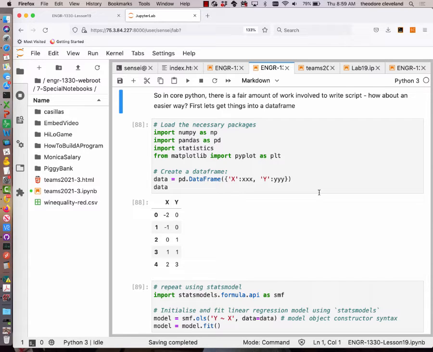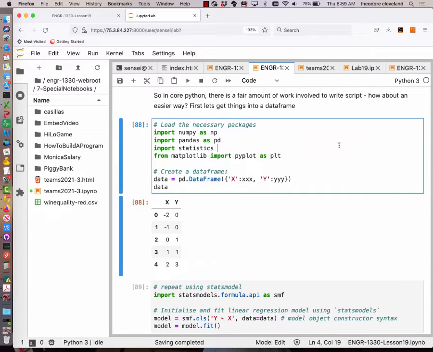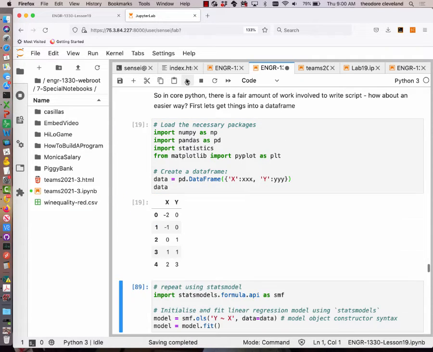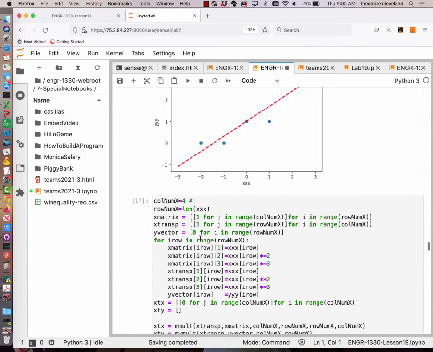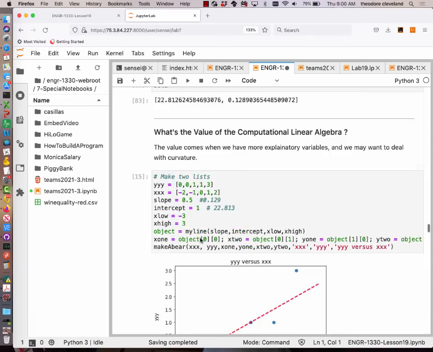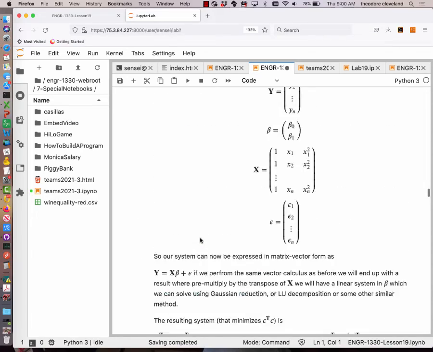statsmodels. So first we need NumPy, we'll need pandas, we might need statistics, so we'll just import it. And then for matplotlib, we're going to use pyplot, and we'll import it as plt. And we're going to take our data, xxx and yyy, and create a data frame. And we look at the data frame, and indeed the data frame looks like how we expect it. It is somewhere up here.